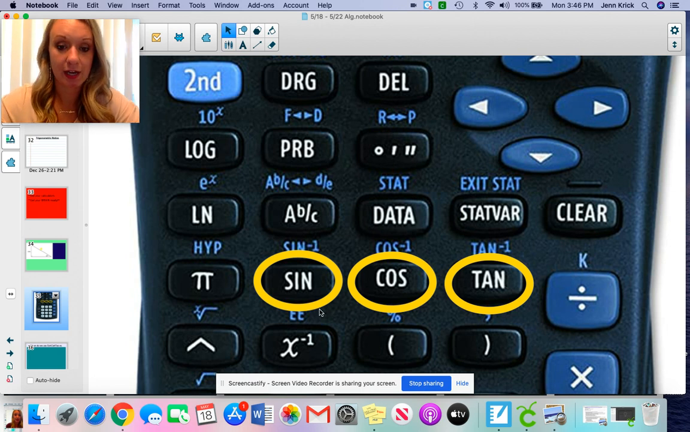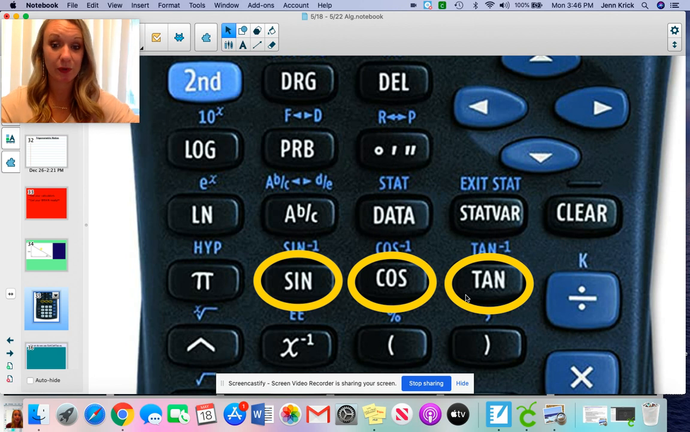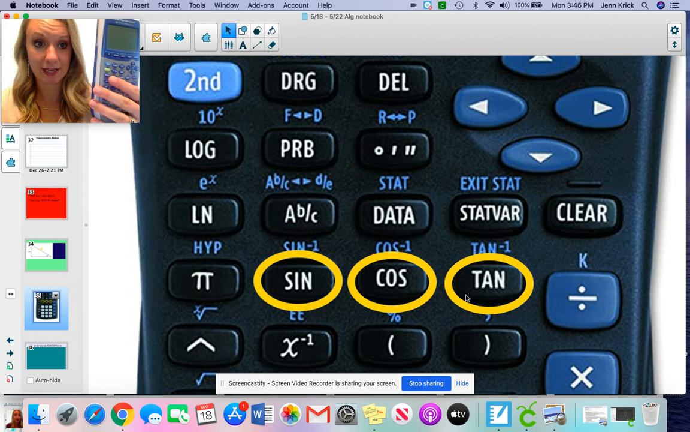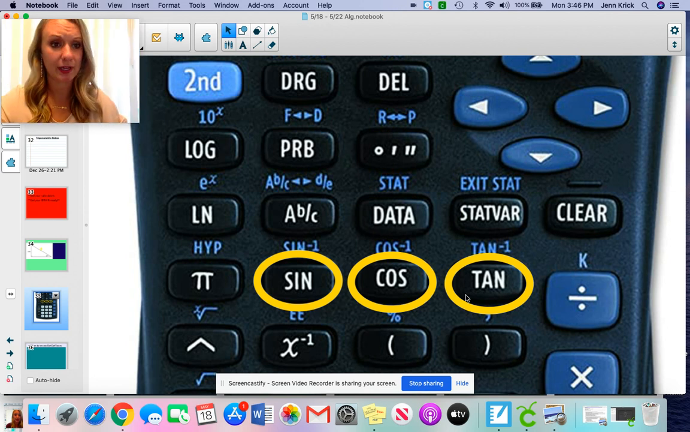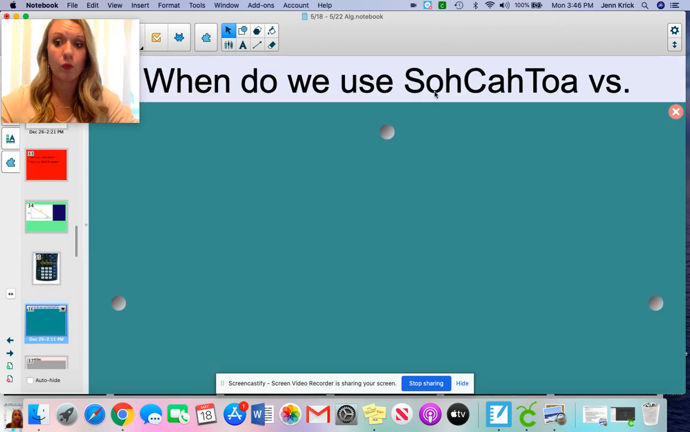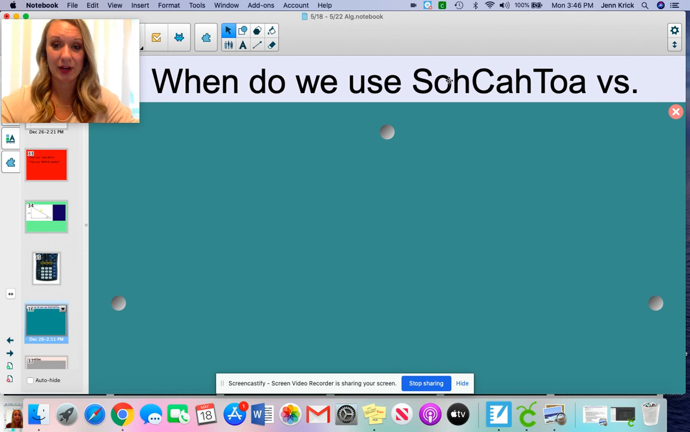Okay, anyways, on your calculator, you're going to be using sine, cosine, and tangent. I'm sure you've seen these buttons before. Now we're actually using them today. I will be modeling on my calculator. It's a little bit different, but it'll do the job. And again, if you don't have a calculator, that's no problem. Just Google it. So when do we use Sohcahtoa?